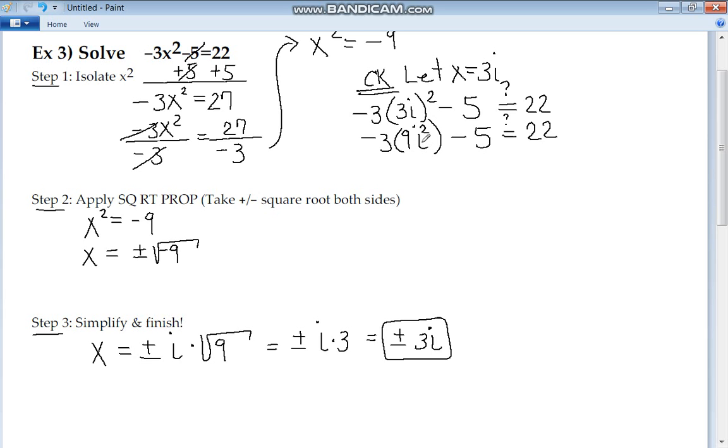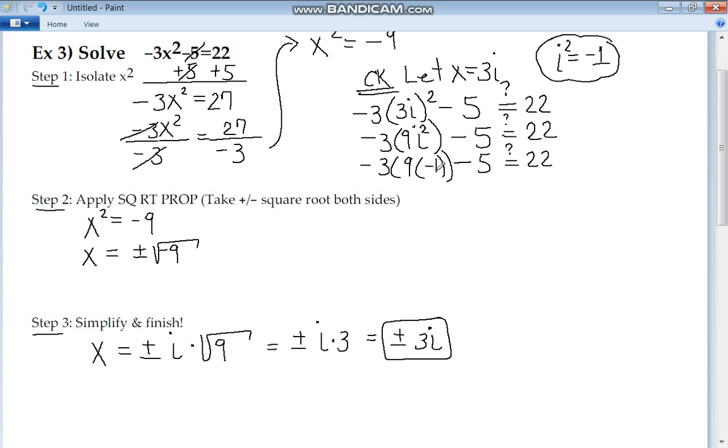But I know what i squared is. I squared, I know, is equal to negative 1. That's something I know because i itself is the square root of negative 1. So I'm going to replace this with negative 3 times 9 times negative 1, that's the result of i squared, minus 5 equals question mark 22.